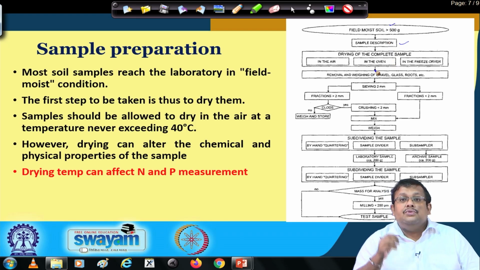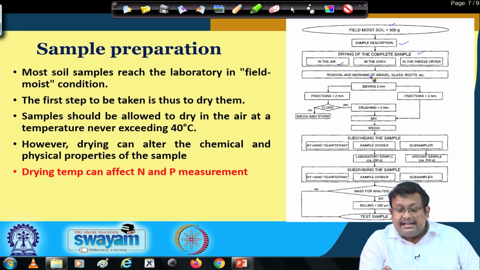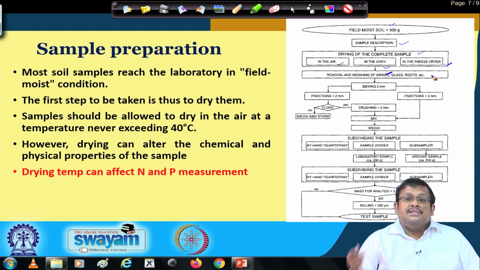The sample description is also needed for identifying the root cause of these pollutants. Once you do the sample description, the next step is the drying of the complete samples. Now, drying of the complete samples, you can do by air drying, and also you can dry it in the freeze dryer. We will discuss freeze drying, and also you can dry it in the oven. After you dry it in the oven, you can remove the gravels and grass roots and other debris from the soil.